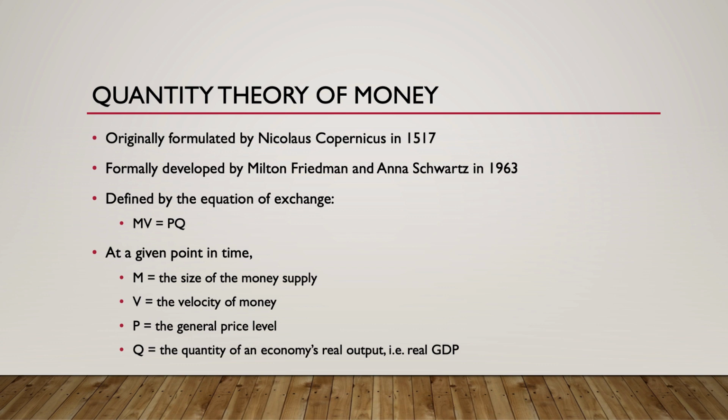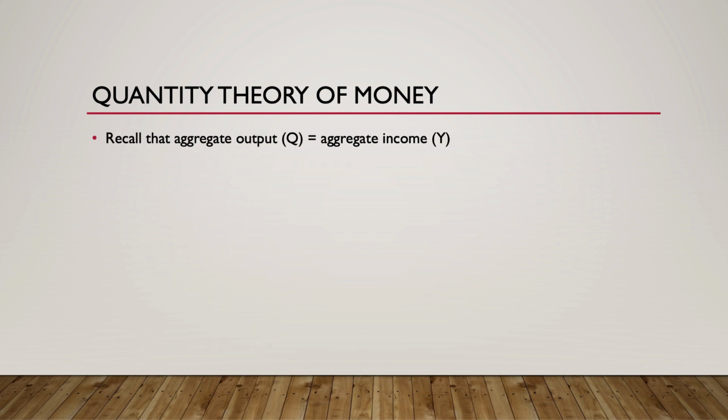Recall that aggregate output equals aggregate income. Q equals Y, so Y can be substituted for Q, giving us MV equals P times Y. Note that the right-hand side of the equation of exchange can be written as nominal GDP, since P times Q equals nominal GDP. That is, the current year's price level times real GDP.